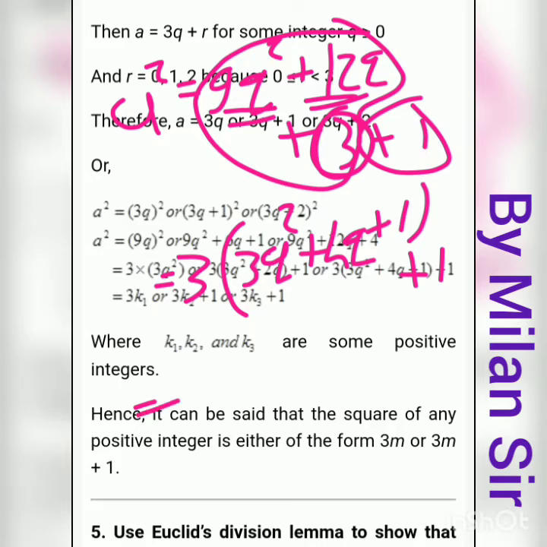Okay, now we can take k3 for this bracket, so 3k3 plus 1. This bracket is equal to k3, so we can get the form 3m plus 1. Here we get 3k3 plus 1.